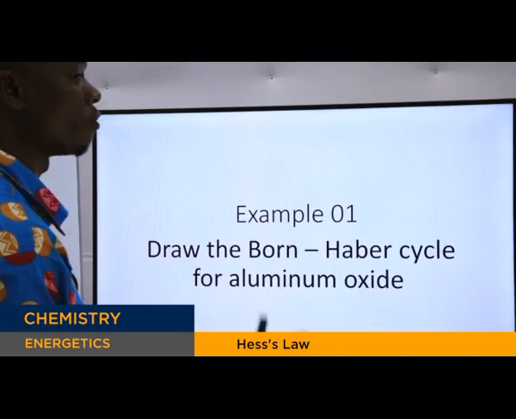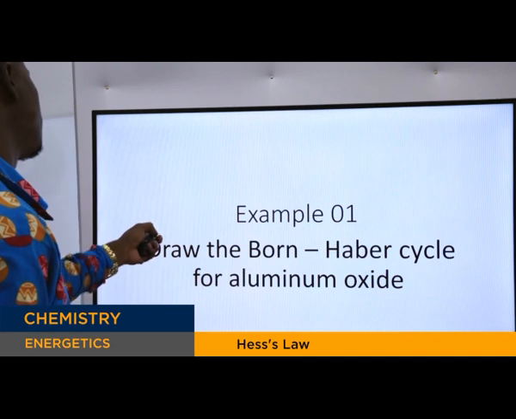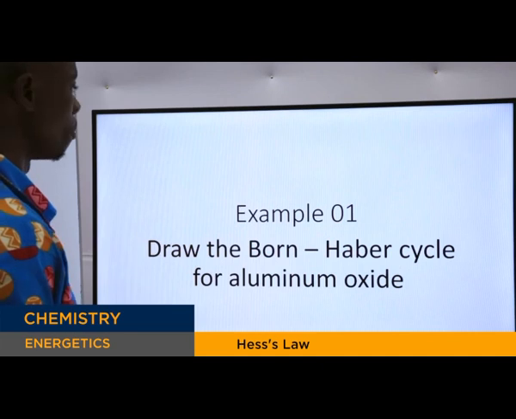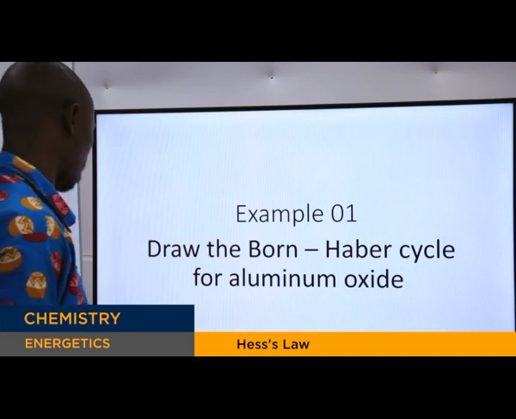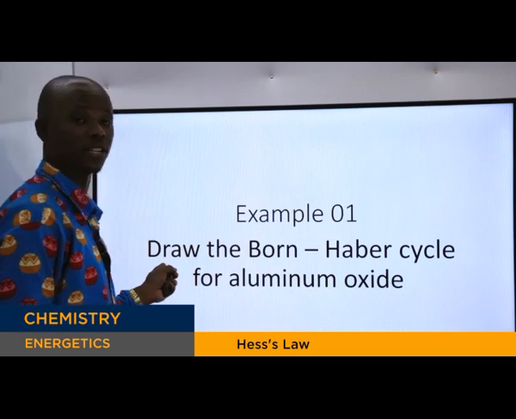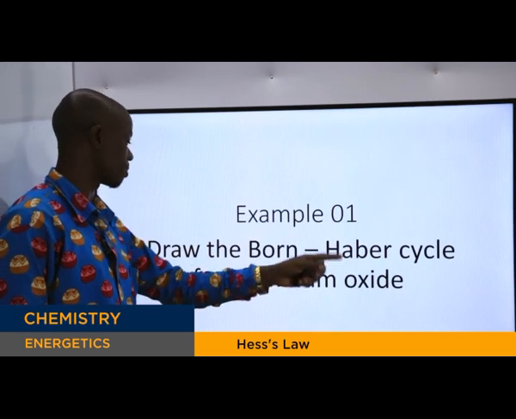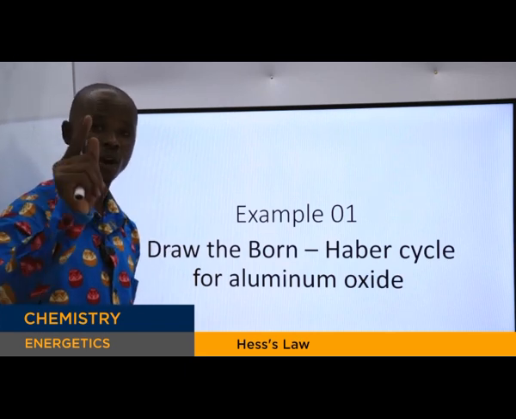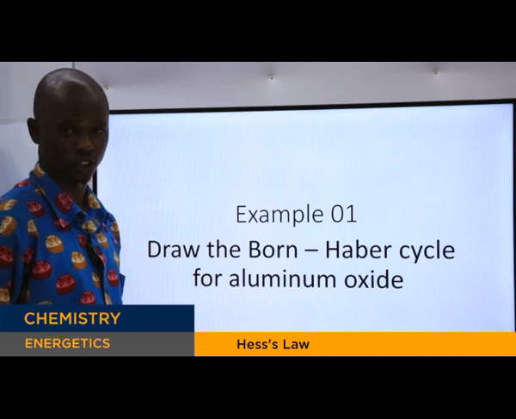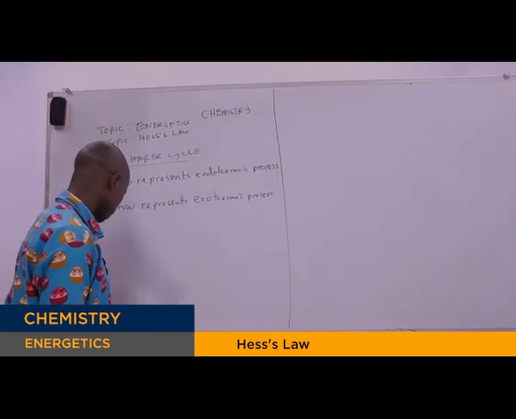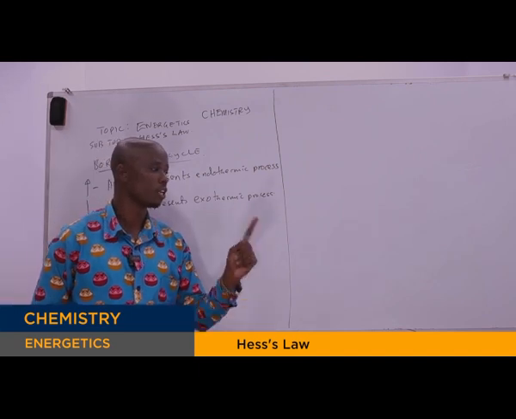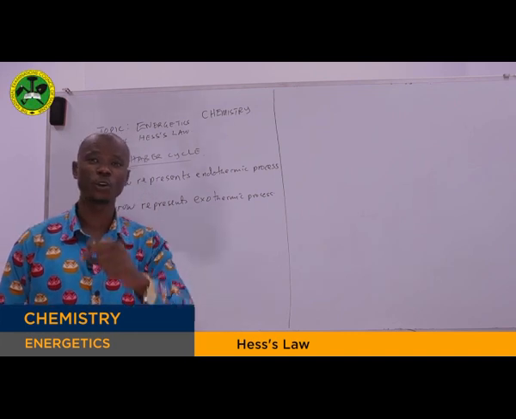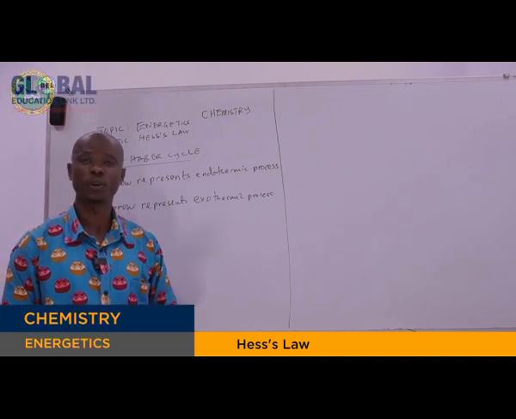There are different ways of asking these questions using the Born-Haber cycle. And this is one of the ways when questions about this particular part might come. The first example: draw the Born-Haber cycle for aluminium oxide. That is the question. It is one of the ways of asking these questions. What are you required to do, or what are you going to do with that question?